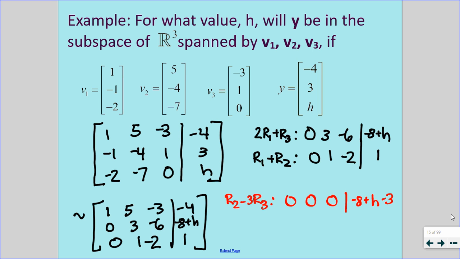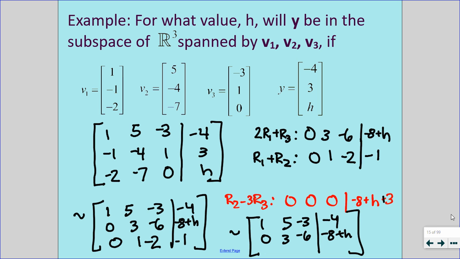Okay, I think I have a little error here. I think this is a -1. This would be a -1. So that would be a +3. Okay, so we'll note that if I do this, I get 0, 0, 0, and -5 plus h.